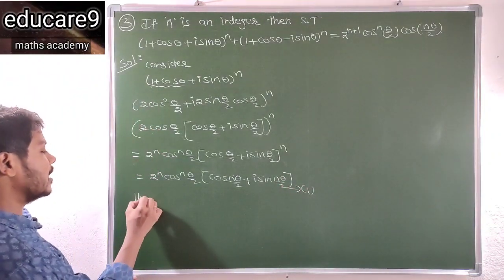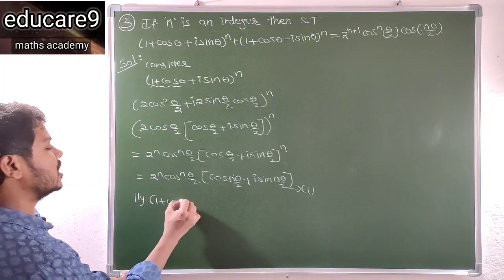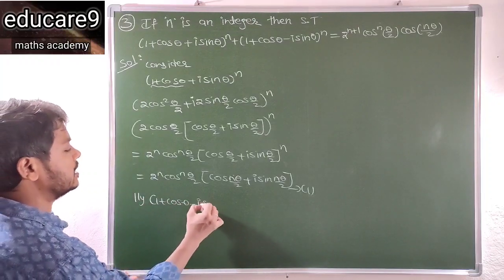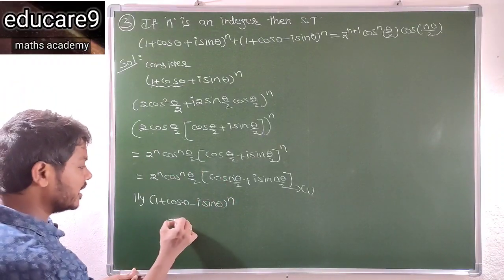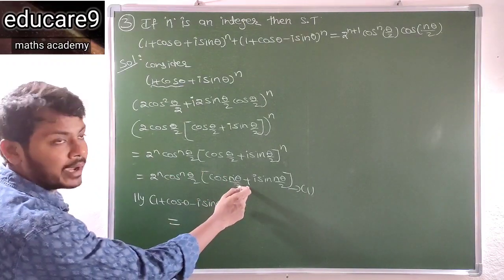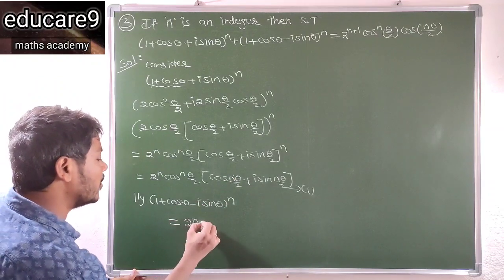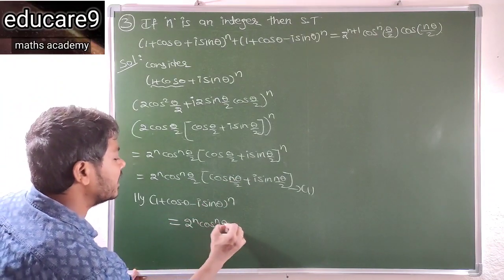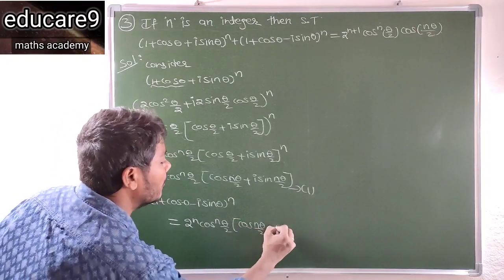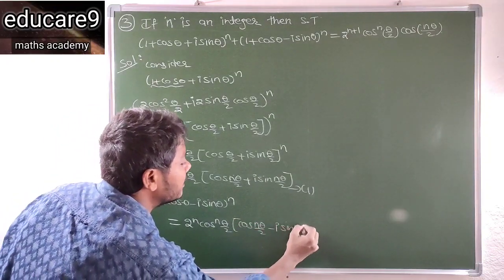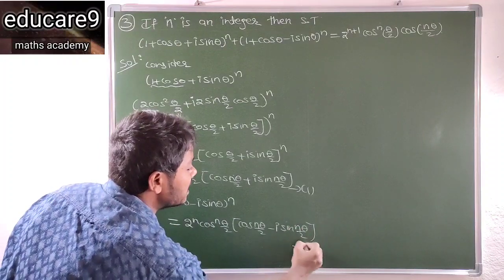So similarly, 1 plus cos theta minus i sin theta, whole to the power of n. So clearly you will get 2 to the power of n cos power n theta by 2 into cos n theta by 2 minus i sin n theta by 2. So this is equation 2.